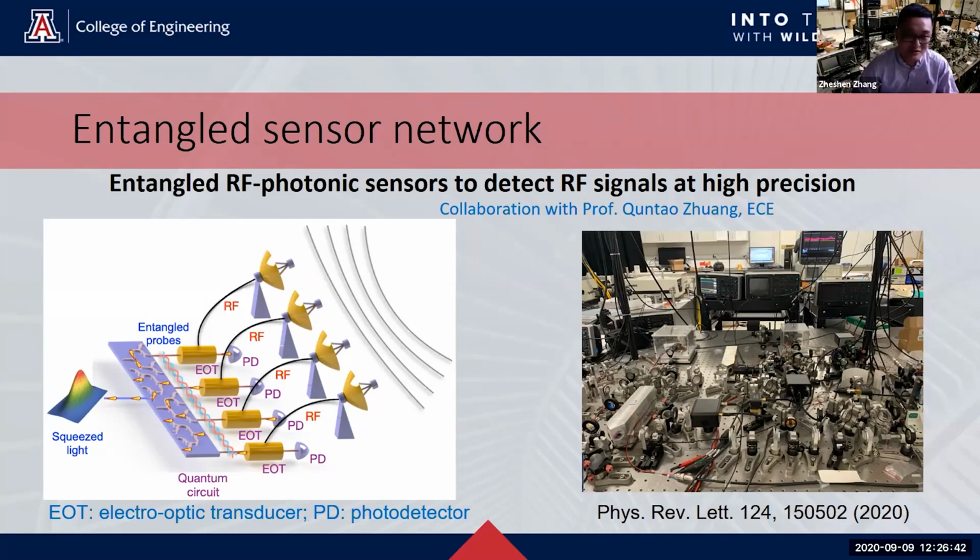Yeah, that's right. So this would also serve as a fundamental tool to explore fundamental physics. For example, detection of gravitational waves, or the detection of dark matter and dark energy, where you really require very high sensitivity. So that's an example of quantum sensing.